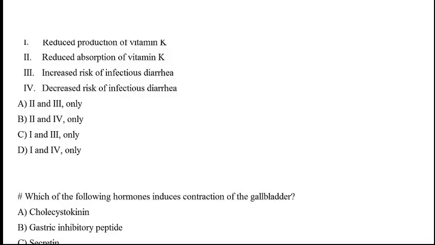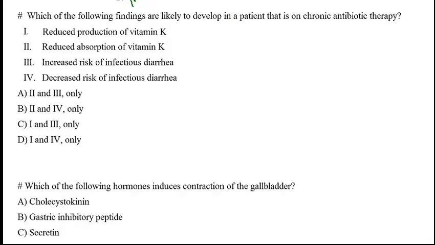Which of the following findings are likely to develop in a patient that is on chronic antibiotics? So without looking at the answers, what does chronic antibiotic do to the gastrointestinal tract? It will destroy most of the bacterial flora that is required for production of vitamin K, for instance. So here there would be reduced production of vitamin K. That is correct. There would be reduced absorption of vitamin K. No, absorption of vitamin K, which is fat soluble, is done in the ileum. It has nothing to do with the antibiotic therapy.